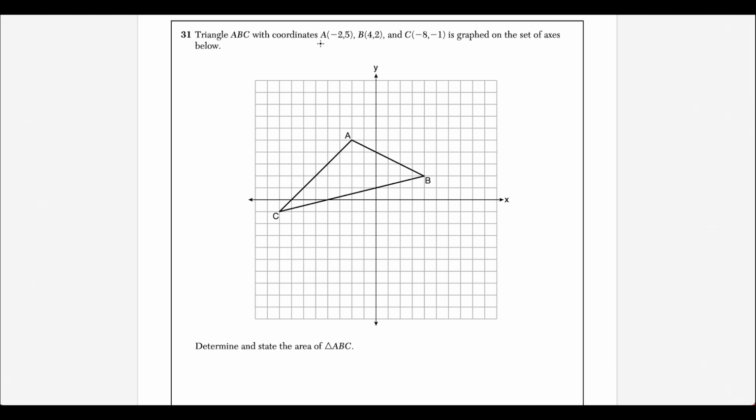Question 31, we have triangle ABC, and these are the coordinates, and it's graphed below, and we need to determine and state the area of this triangle. There are a few different ways we could go forward with this, but probably the easiest way is to encase this in a rectangle.